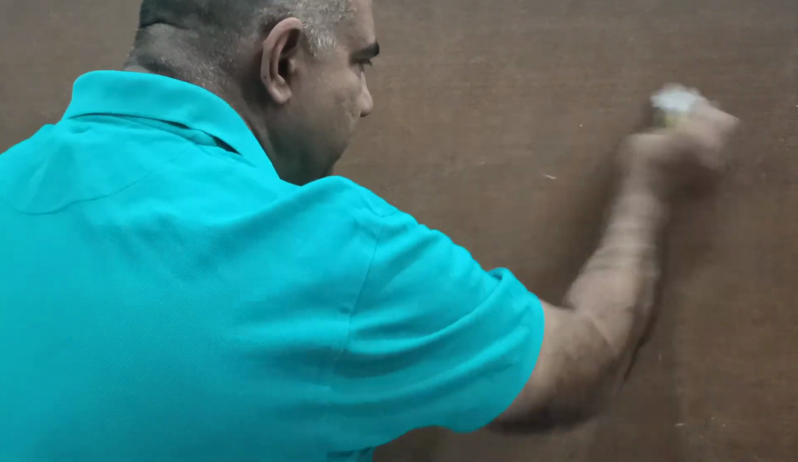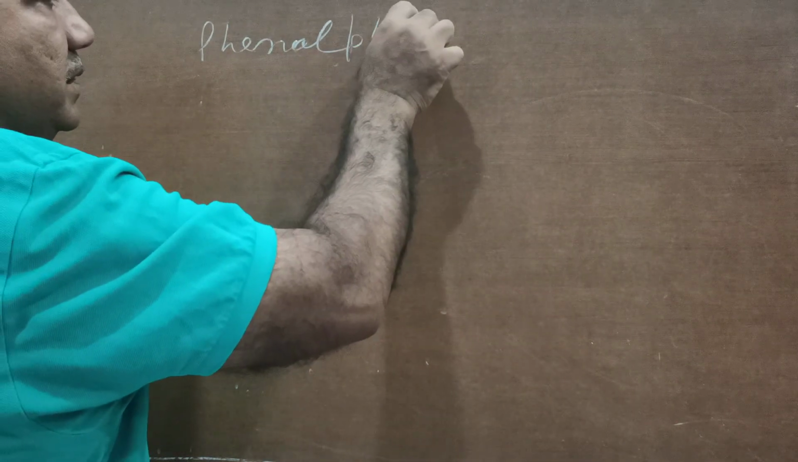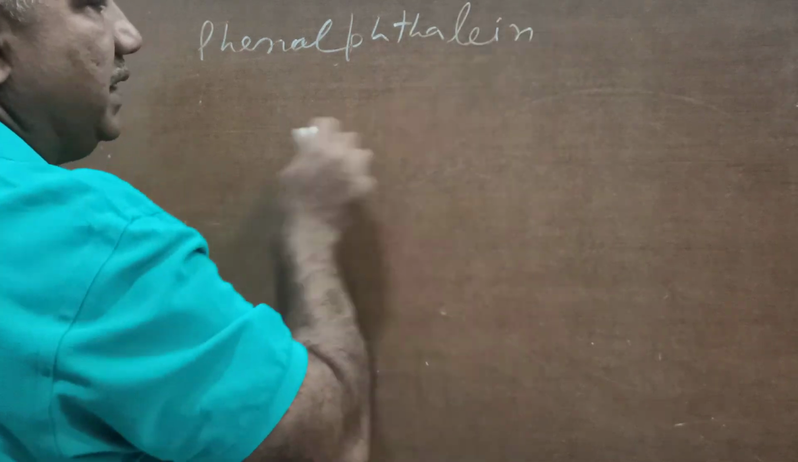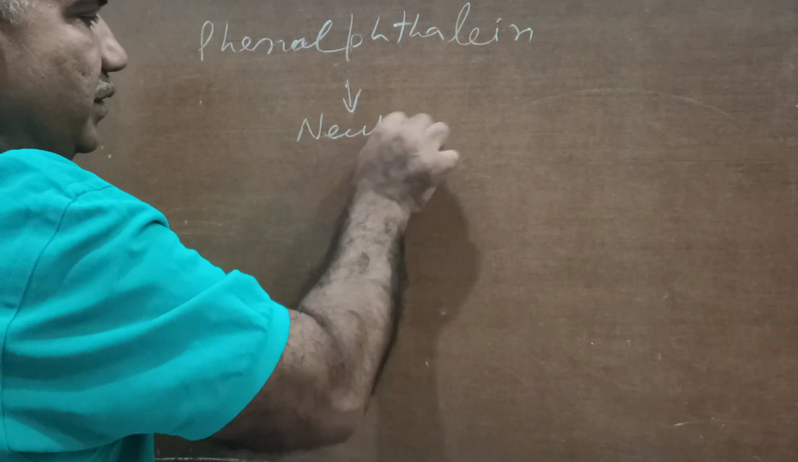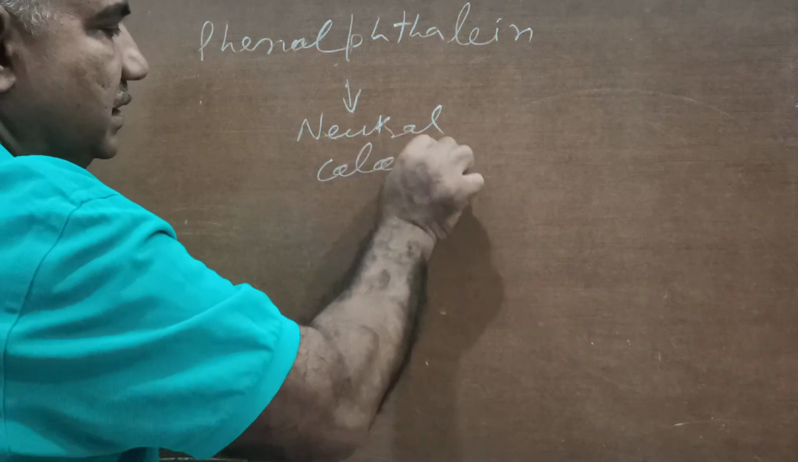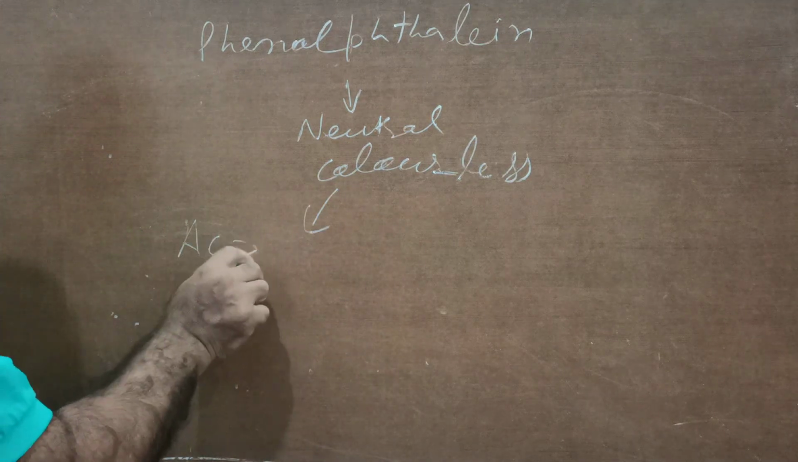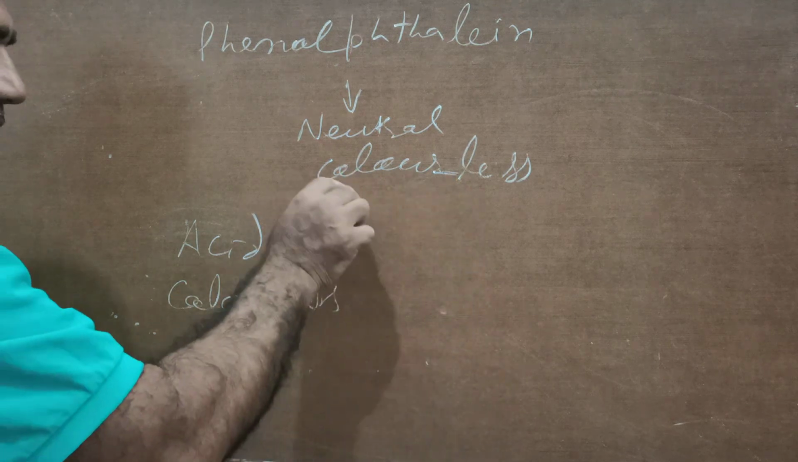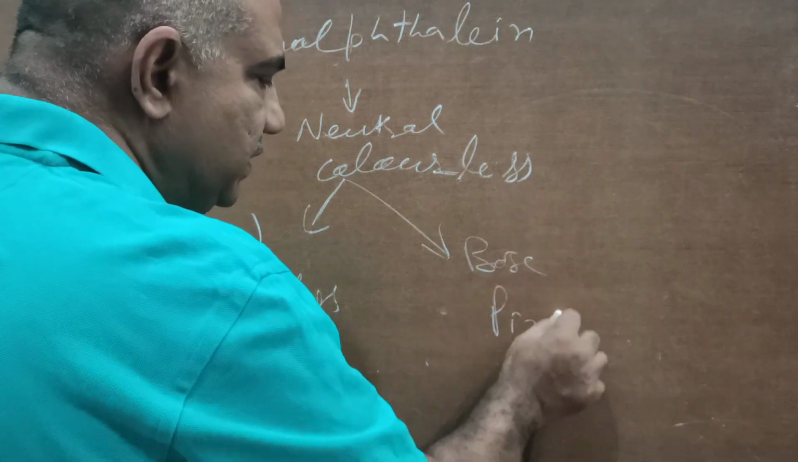Another artificial or synthetic indicator that we have is phenolphthalein. See, neutral color is colorless. In acid, again colorless. It will not change its color, it will remain in the colorless state. But if you add it to base, the color will change to pink.